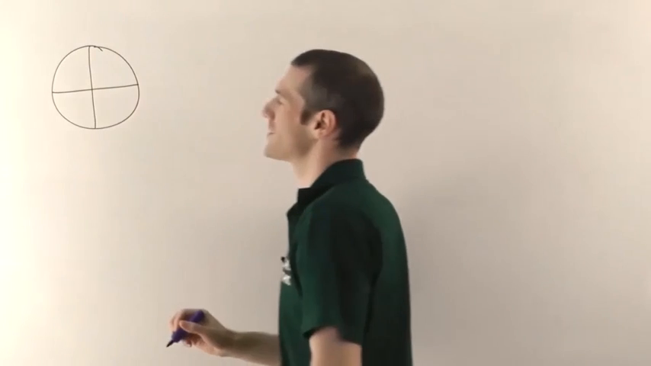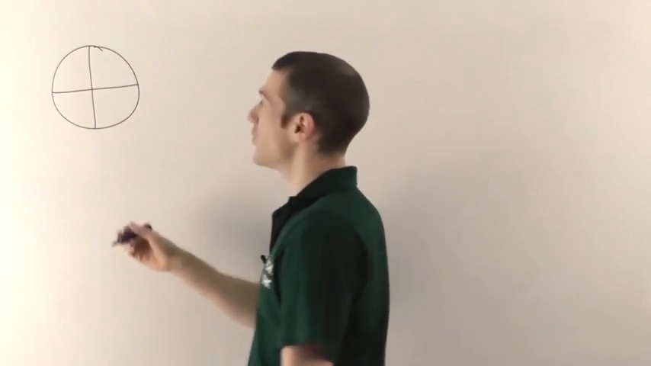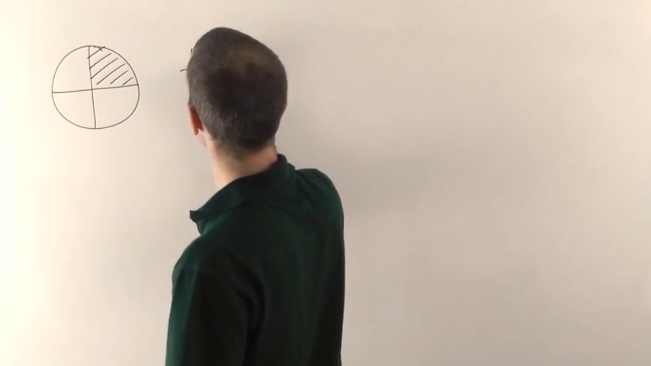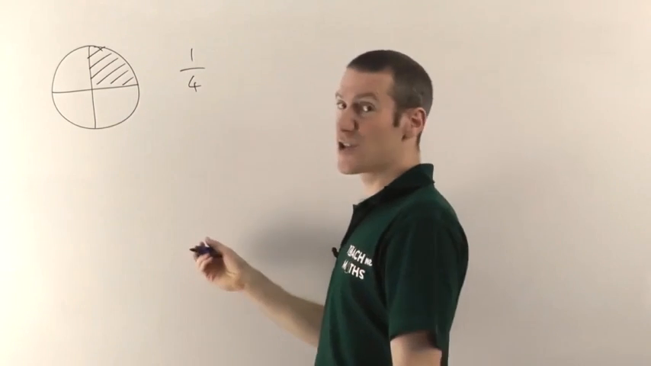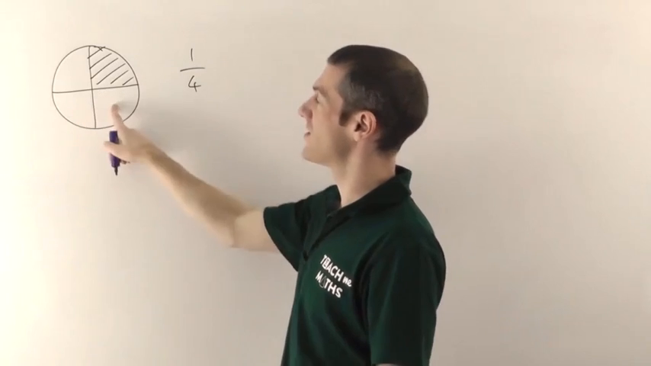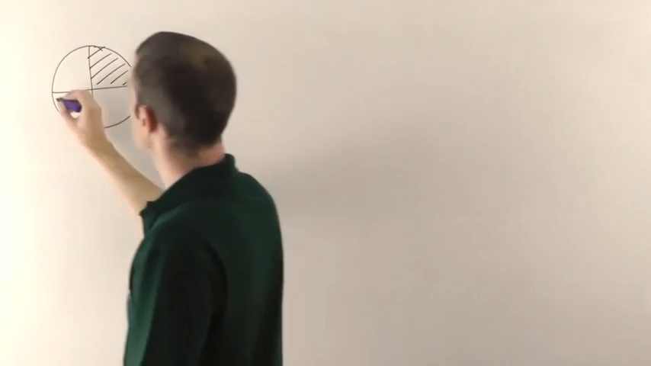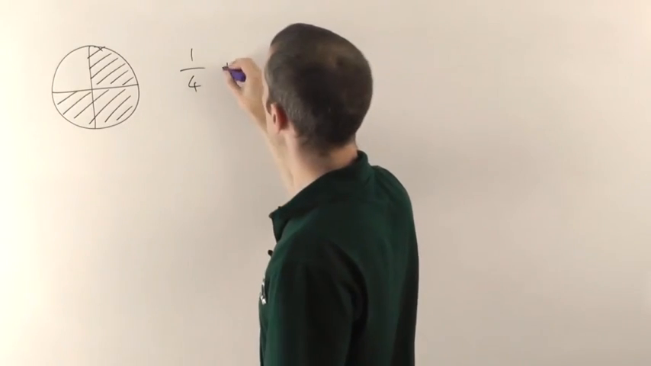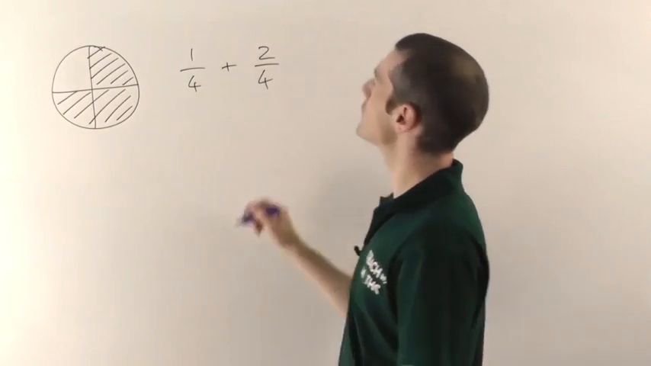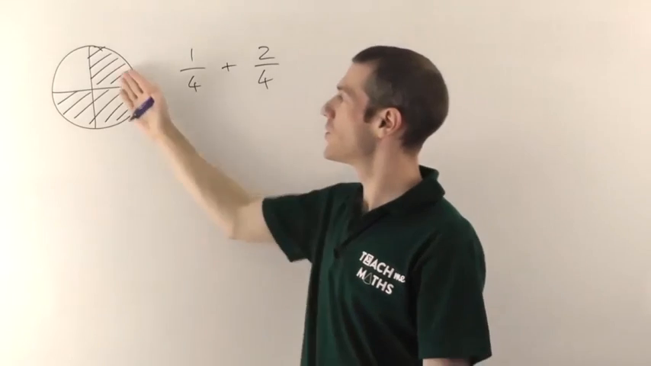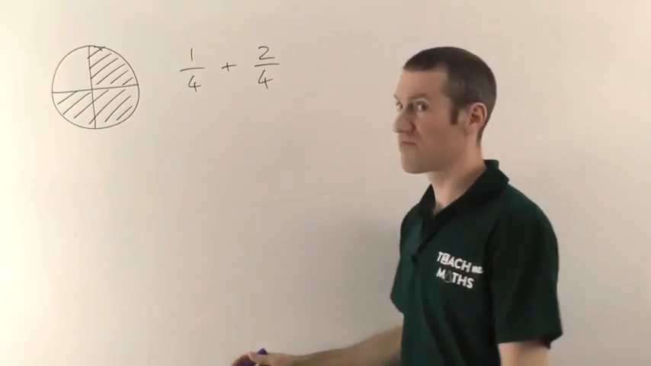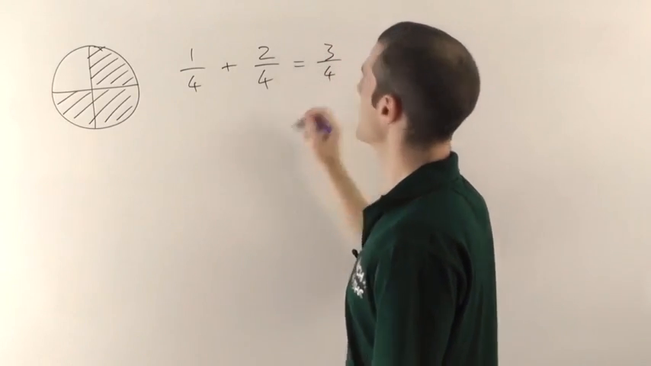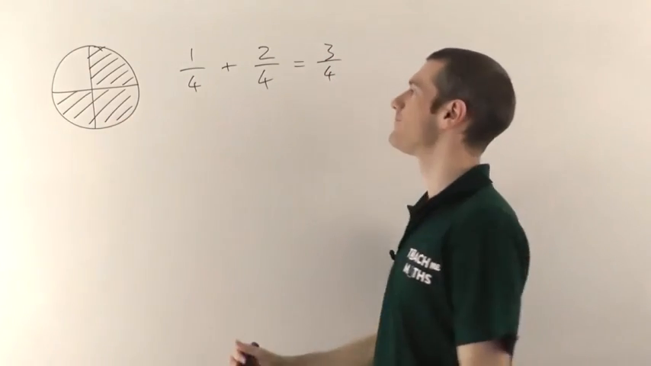I'll split it into quarters. So if we have 1/4 to start with, if I shade in one of those, so 1/4, and then we add 2/4 to it, well, here's another 2/4. I can just shade those in. And we'd write that down, adding 2/4 like that. Well, if you've got 1/4 and you add 2/4, altogether you've got 3/4. I mean, hopefully you can see that from the picture.